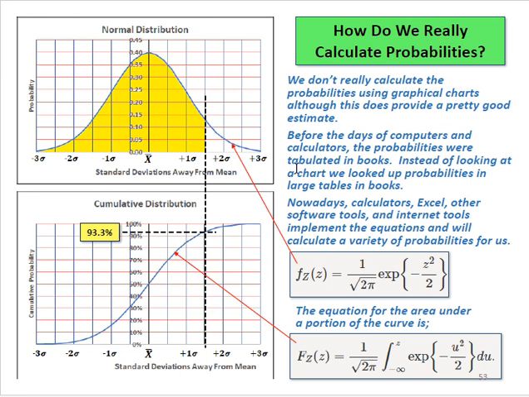Of course, this is talking about a long time ago, before we had computers and calculators. They did probabilities in the book. Right now we don't need to do that kind of stuff anymore. Instead of looking at a chart, we looked at the probability in large tables in the book. So this is the old days and how they calculated. Nowadays students are very lazy. Yes, I am included in it too.